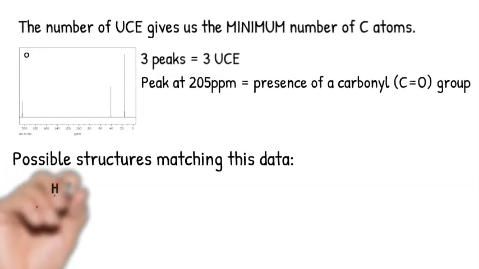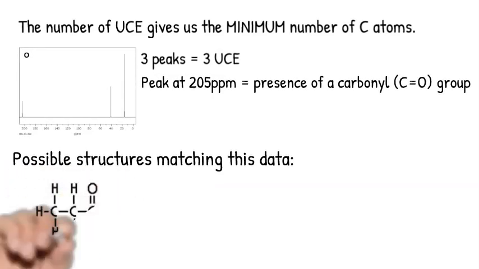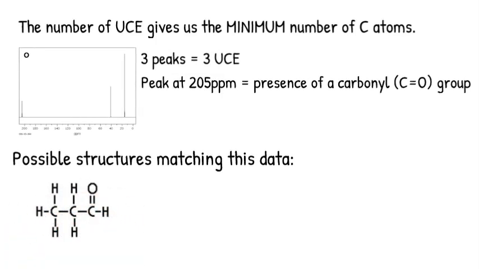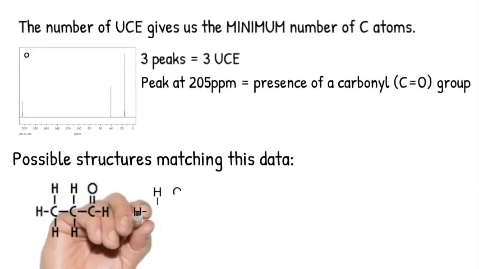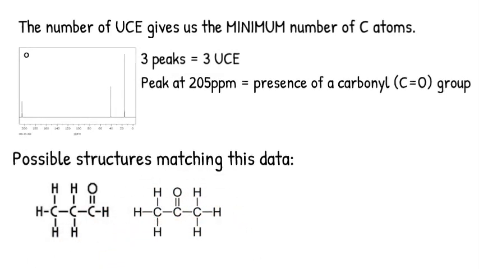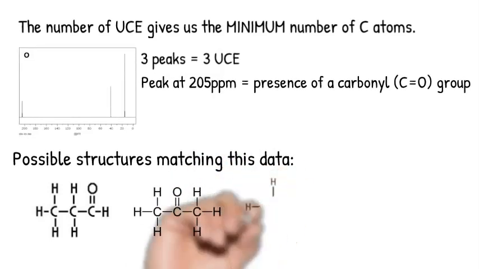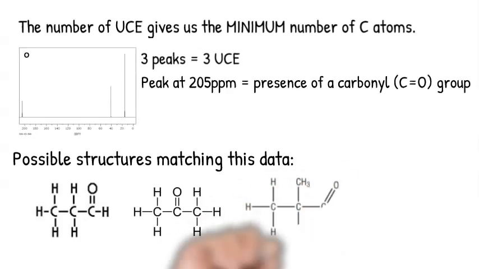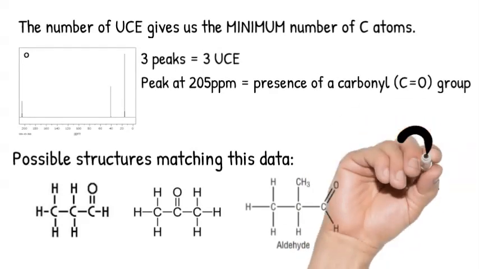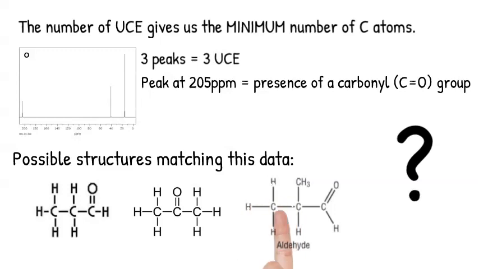The first possible structure, 3 carbons with a carbonyl group, is propanal, the aldehyde. Another possible structure is propanone, the ketone, a 3 carbon ketone. And though it doesn't look likely at first, another possibility is methylpropanal. This one has 4 carbons, but it does actually possibly match this spectrum.